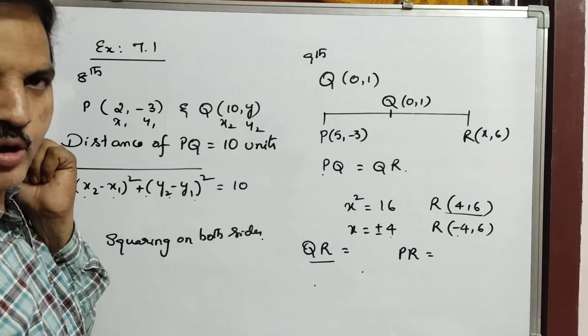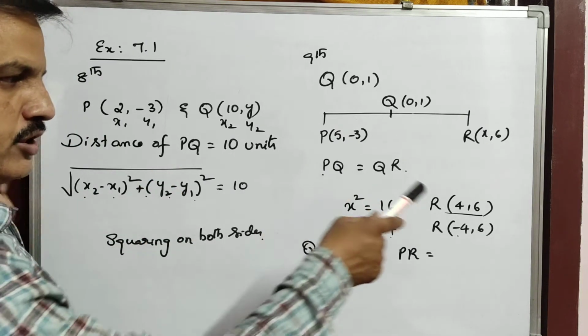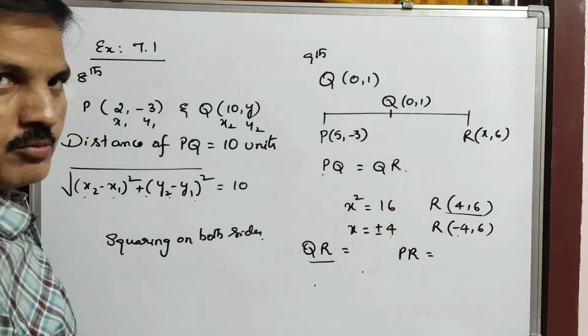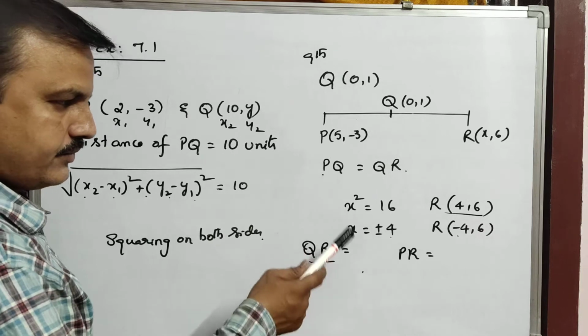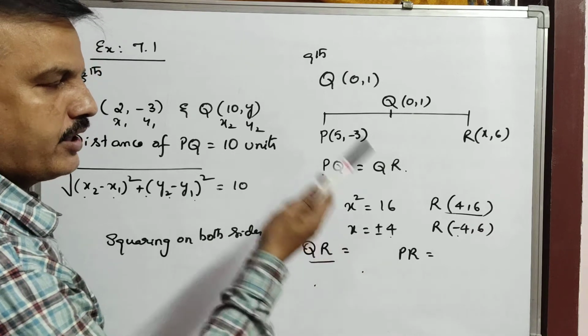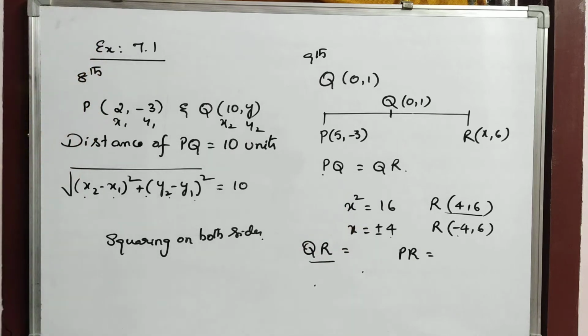That is again the same formula. What? x2 minus x1 whole square plus y2 minus y1 whole square, with plus 4 comma 6 and with minus 4 comma 6. Okay. Is it clear? Next, again the distance of PR. So you will get two values here, two values here. Is it clear, children?